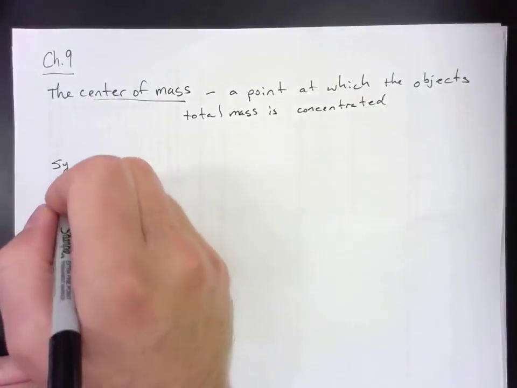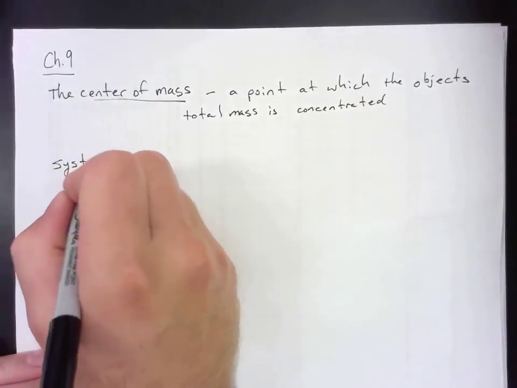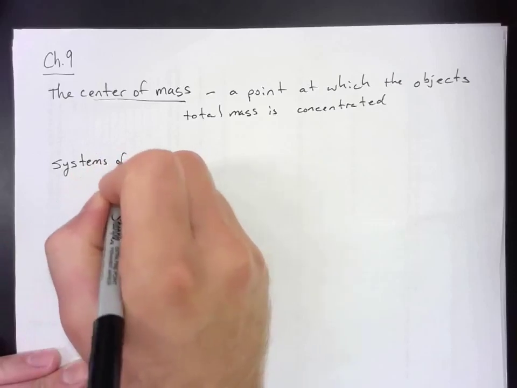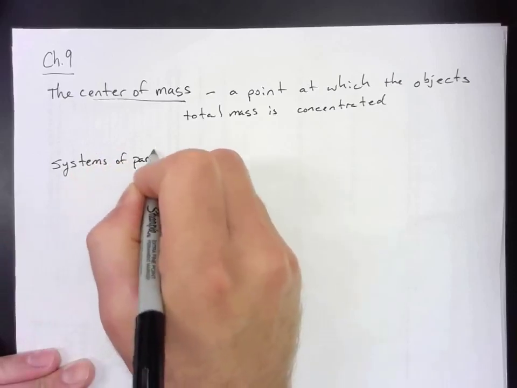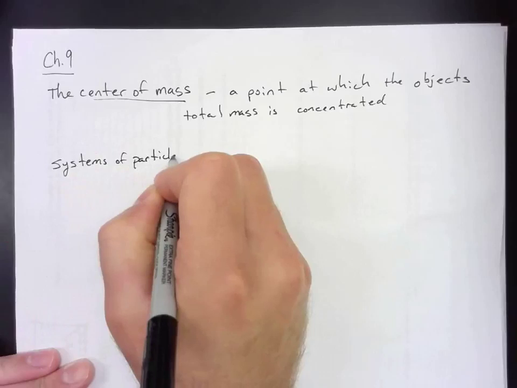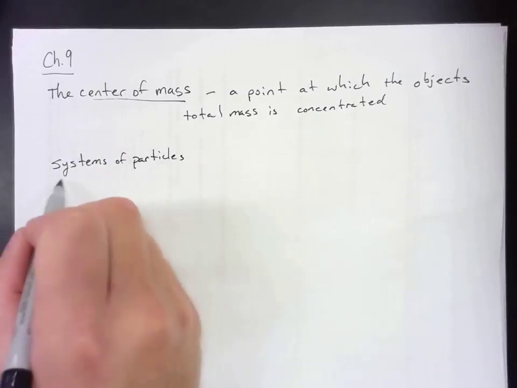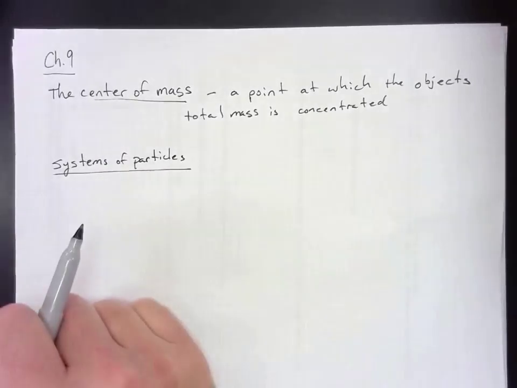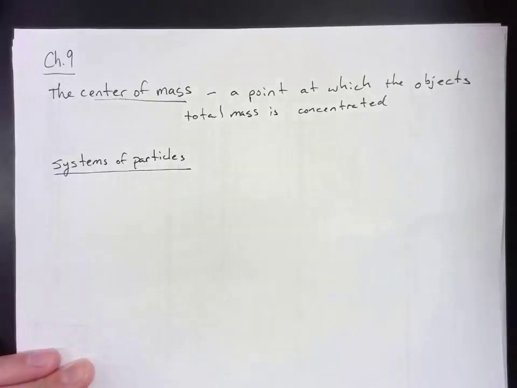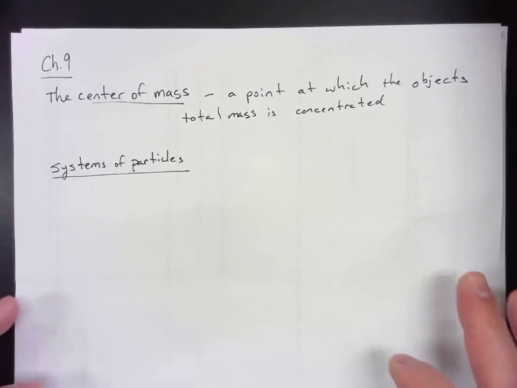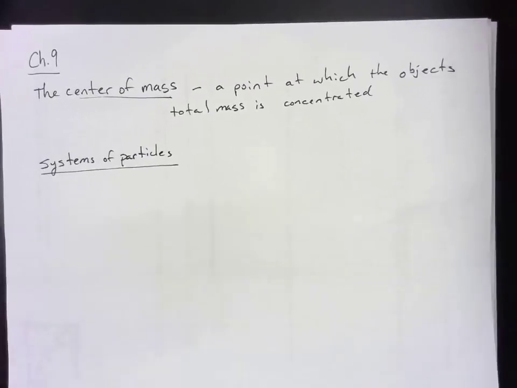We look at the center of mass of systems of particles. Systems of particles just means there's multiple masses, multiple separate masses, right? A particle.